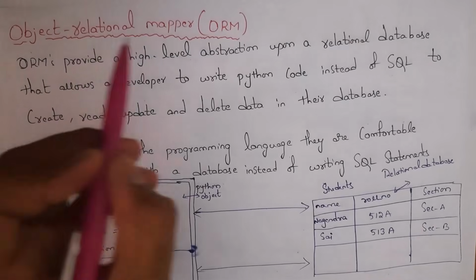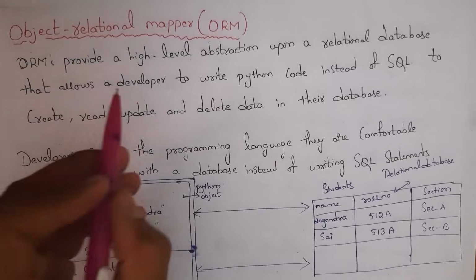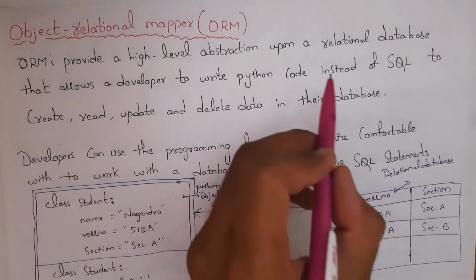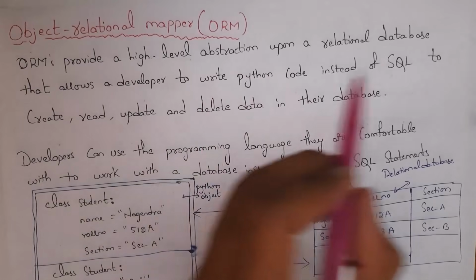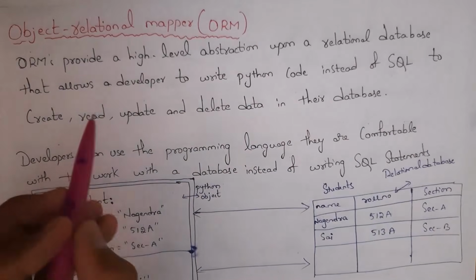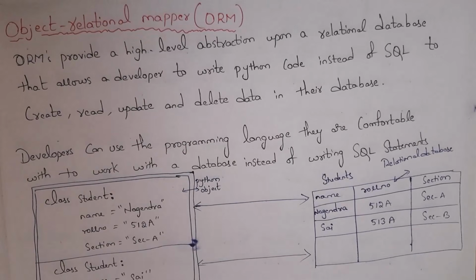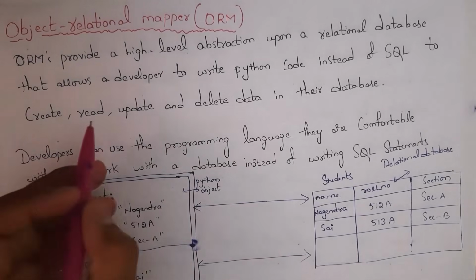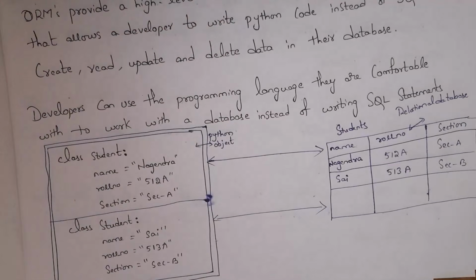ORM provides a high level abstraction upon a relational database that allows a developer to write Python code instead of SQL. Instead of SQL, we can use Python code to create, read, update and delete data in the database. Directly by using Python code itself, we can create, read, update and delete data which is present in my database. Developers can use their comfortable programming language to work with the database instead of writing SQL statements.